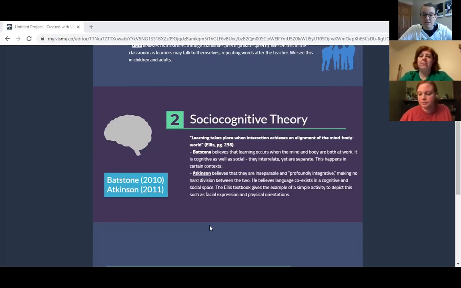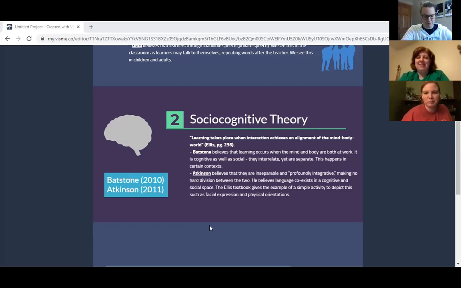So Batstone believes that learning occurs when the mind and body are both at work. But he says they're interrelated yet separate. And we can see this only in certain contexts. So he, I guess, is more specific about when he believes that we see these two interrelate and work together. Where Atkinson is a very original idea, kind of like Robyn said, almost seemed a little bit hippie, an interesting view on it.